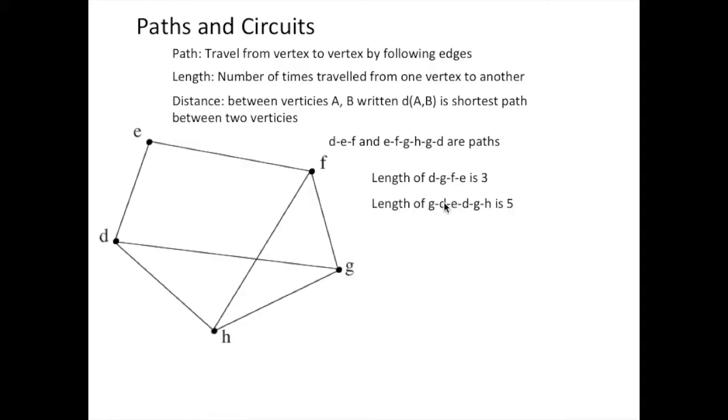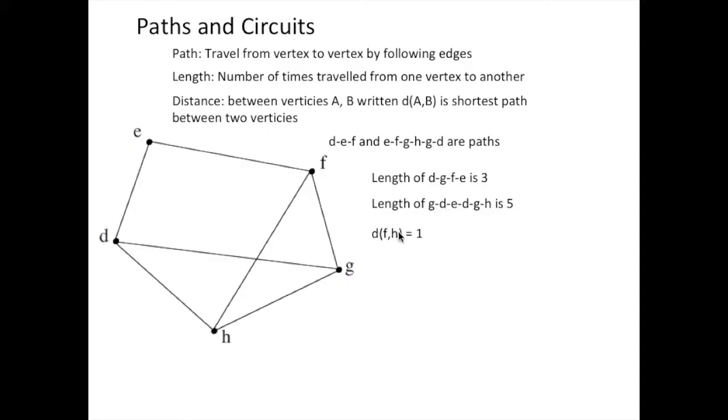The length of G, D, E, D, G, H is 5. Let's see about that. So G to D, that's 1. And then D to E is 2. And then E to D again is 3. D to G is 4. And G to H is 5. The little trick of counting the dashes: 1, 2, 3, 4, 5.